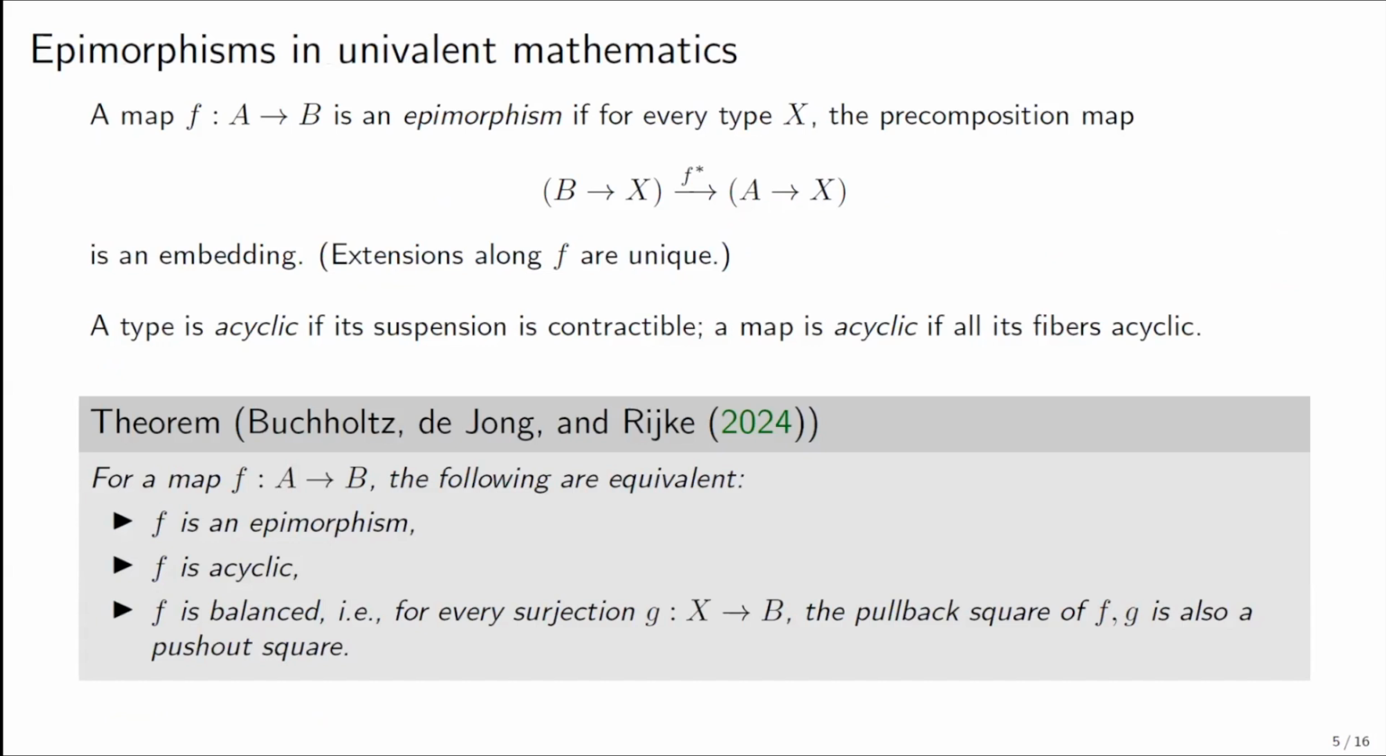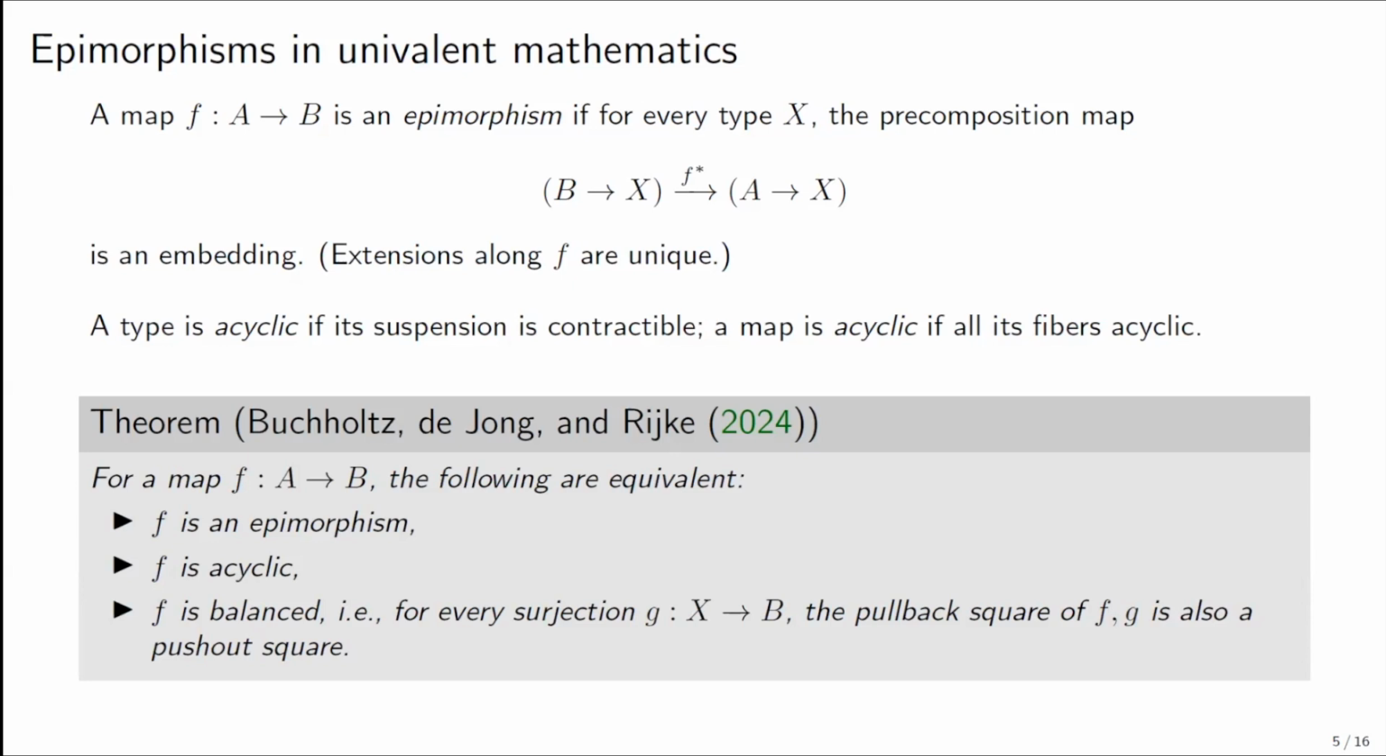So I will not talk about this in much detail, but I will tell you how I got interested in co-inductive definitions. Together with some collaborators, I was looking at the study of what is an epimorphism of types. You know that an epimorphism of sets is just a surjection, but an epimorphism of types is much more rarefied. The definition is the same. A map is an epimorphism if for every type X, the precomposition map is an embedding. This means that if you want to extend a map along F, then such extensions are unique. It's the same definition you would give in set theory.